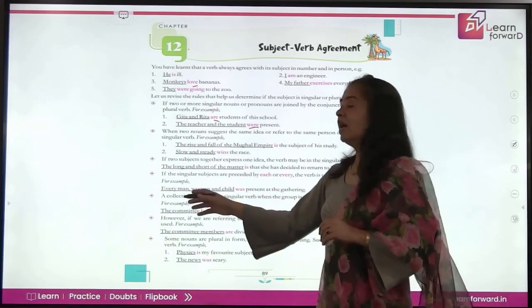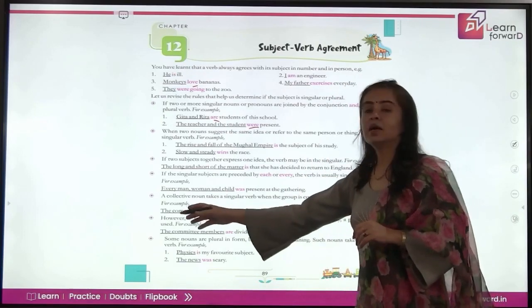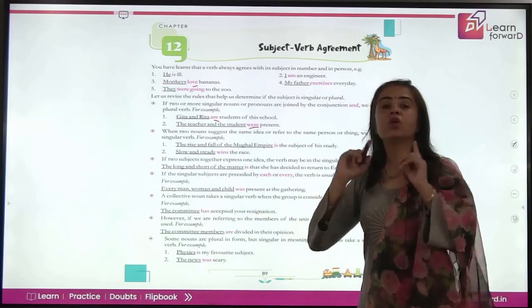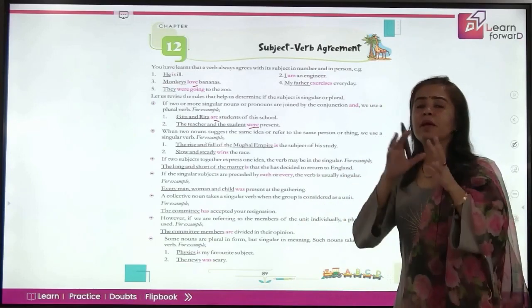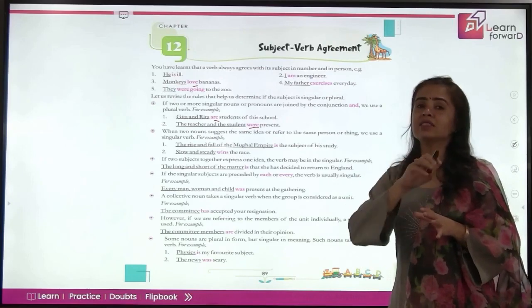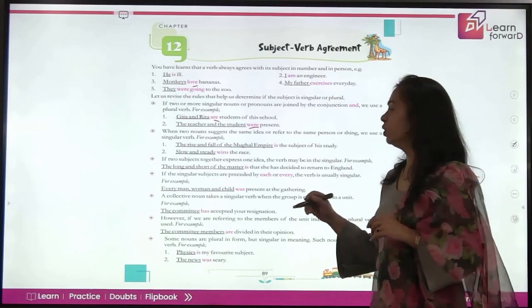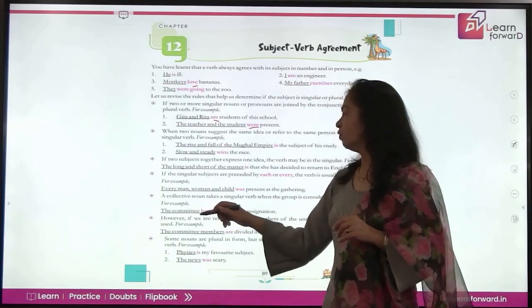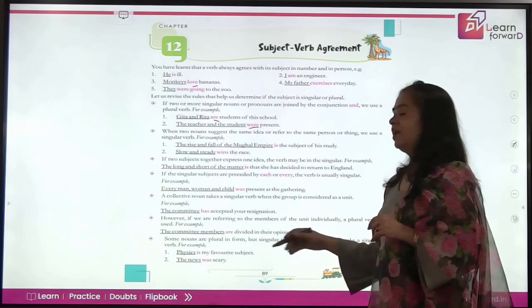Coming to next, a collective noun that always takes a singular subject. The committee has, because we are talking about the committee as one group. But sometimes the members of the committee act as individuals. Then in that case, we take it as a plural subject. So we use a plural verb there, like: the committee members are divided in their opinion.